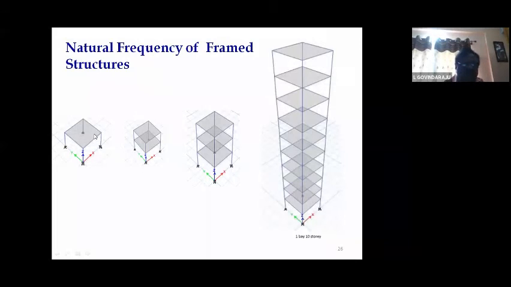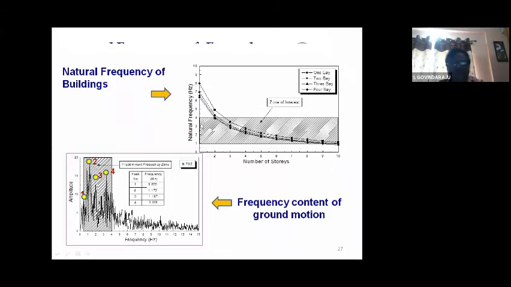Considered 1 bay 1 story, 1 bay 2 story, 1 bay 3 story, up to 1 bay 10 story, and 2 bay 1 story, 2 bay 2, and then 2 bay 10 story. Similarly, 3 bay up to 10 story, 4 bay up to 10 story, and we plotted these frequency response curves with respect to story height. See here, this is 2 story, 3, 4, 5, 6 up to 10 story, and the frequency here.